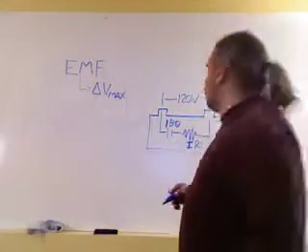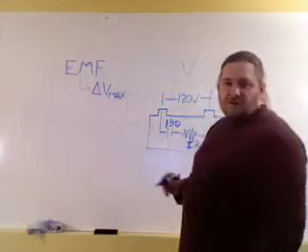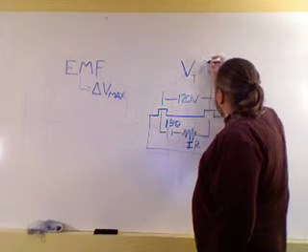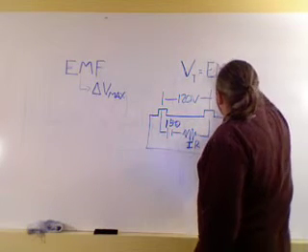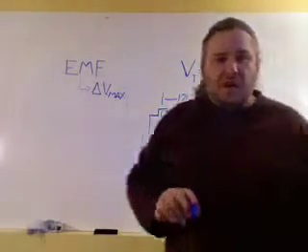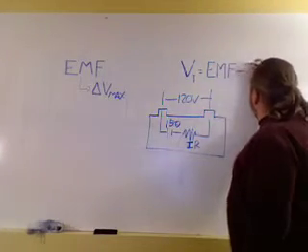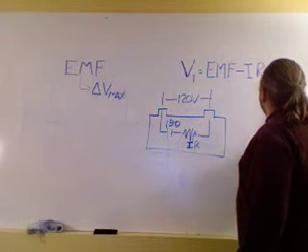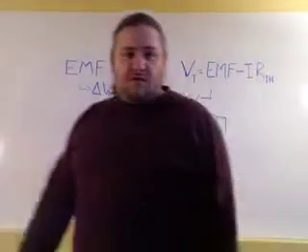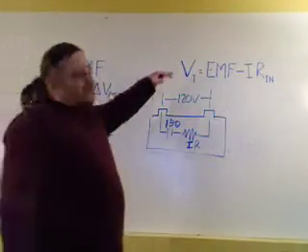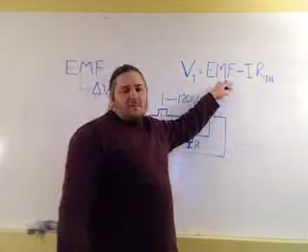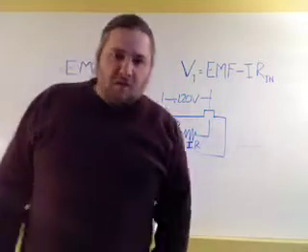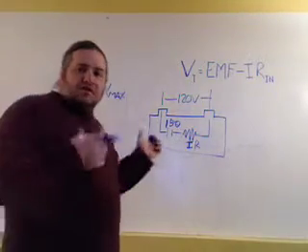So what we can say is that this voltage across the terminals is equal to the EMF minus the current in the circuit times the internal resistance. Okay? So the voltage across my terminals is equal to my EMF minus the current times the internal resistance. Okay? So when we talk about EMF, that's what we're talking about.